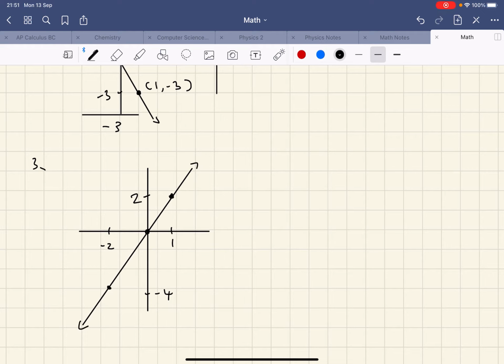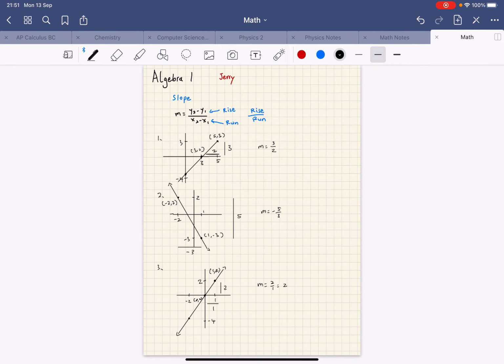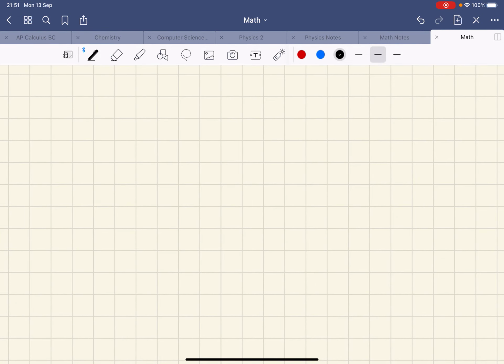Here's the slope of a line, and you can use either of these 2 points, but you can use just ones that are closer to each other. So this one, (1, 2) and (0, 0). The rise is going to be 2 minus 0, which is 2. The run is going to be 1 minus 0, which is 1. So the slope will be rise over run, which is 2 over 1, or 2. These types of questions are pretty simple. And let's do another one.